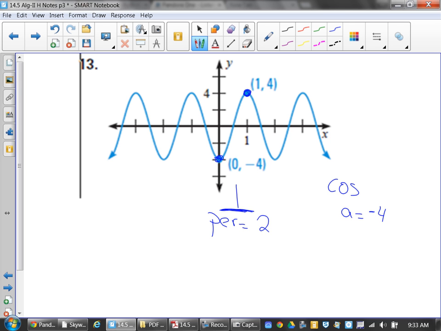Will they always give you half the period? That's the trick. Half the period always occurs between the maximum and the minimum for sine or cosine.